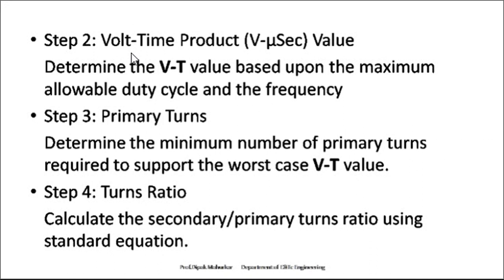The next step is the volt-time product value. Determine the VT value based upon the maximum allowable duty cycle and the frequency. Step 3, primary turns. Determine the minimum number of primary turns required to support the worst case VT value.